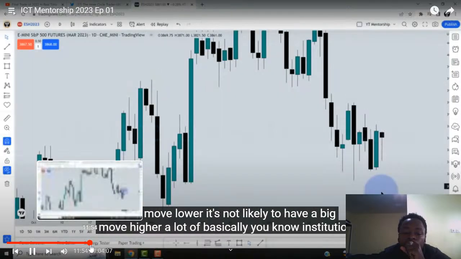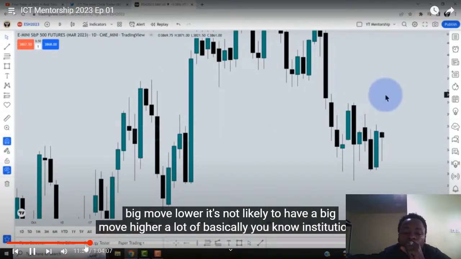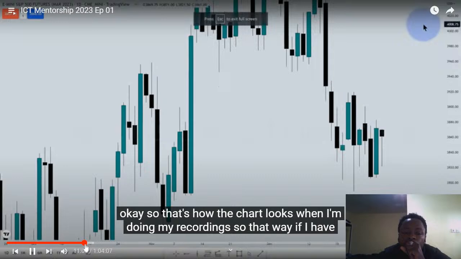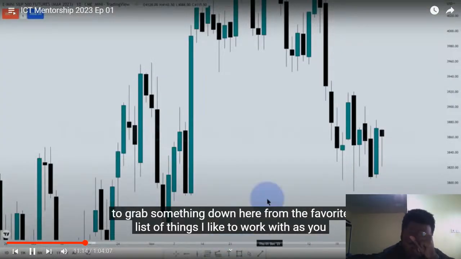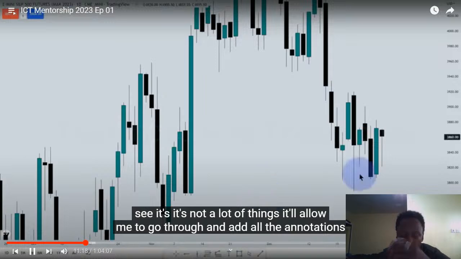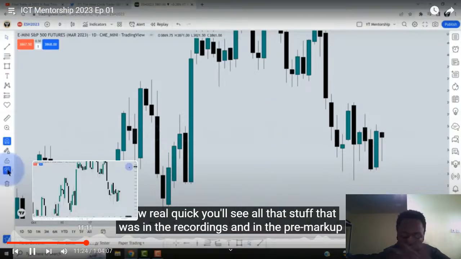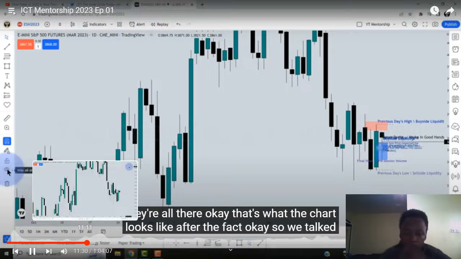Okay, lower, it's not likely to have a big move higher. So that's how the chart looks when I'm doing my recordings. So you hear from the favorite list of things I like to work with. If you see it's not a lot of things, it'll allow me to go through and add all the annotations. Real quick, you'll see all that stuff that was in the recording and in the pre-markup, they're all there. Okay, that's what the chart looks like after the fact.